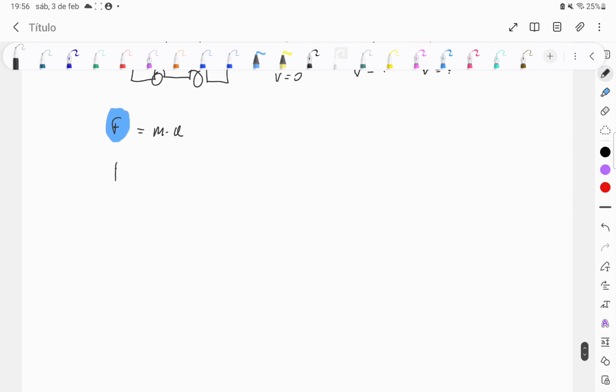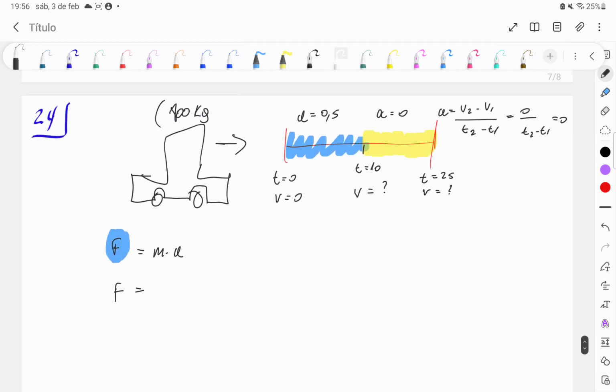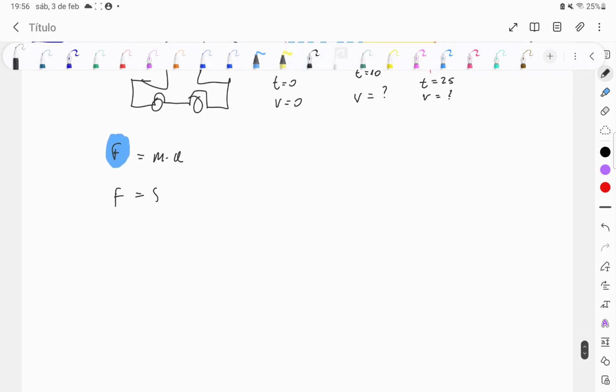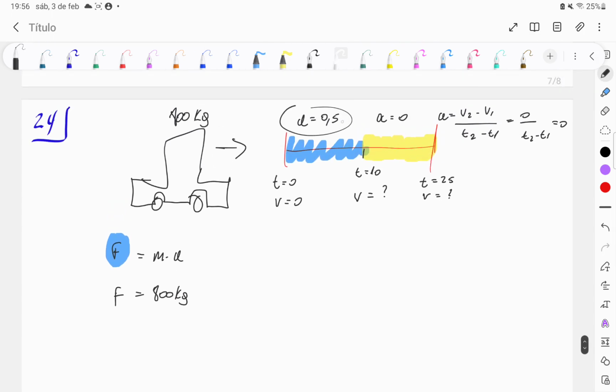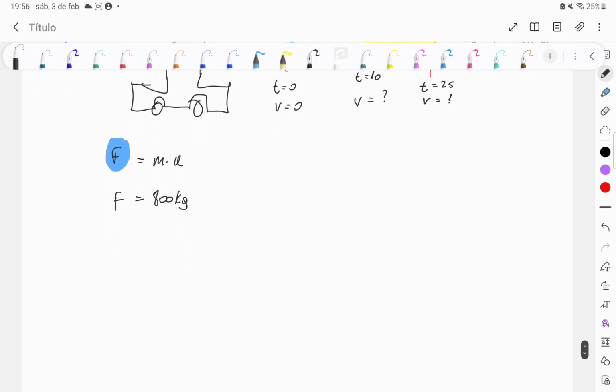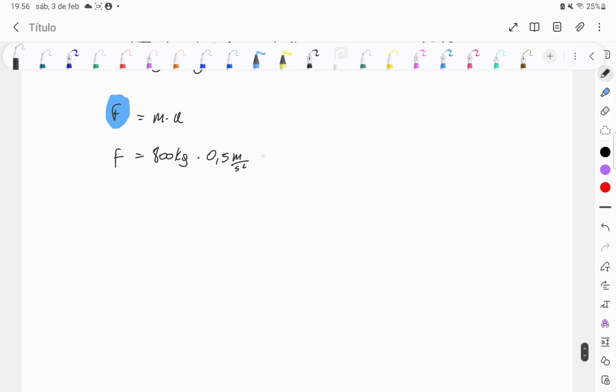So the force, that is what they're asking, is equal to the mass. The mass is in kilograms, so we don't have to change it: 800 kilograms. And the acceleration, how much is it? 0,5 metros por segundo al cuadrado. So the acceleration is 0,5 meters divided by second squared. This is the same as 800 por 0,5 newtons, because that's the unit of Newton. 1 newton is equal to 1 kilogramo por metro partido segundo al cuadrado.